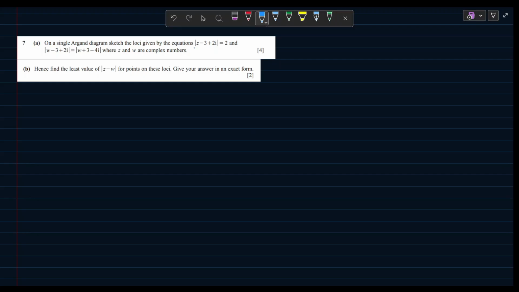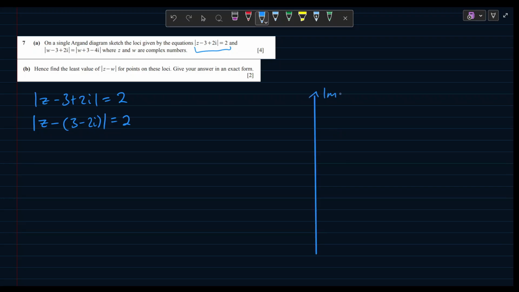Alright, so we'll start by focusing on the first equation. The modulus of z - 3 + 2i is equal to 2. Let's factor out a negative sign from our complex number. So this becomes the modulus of z - (3 - 2i) is equal to 2. So let's draw a complex plane. We've got the imaginary axis and we've got the real axis.